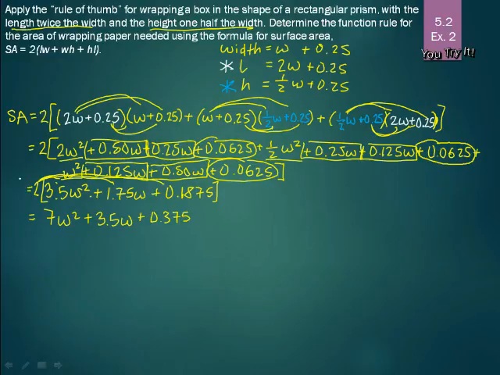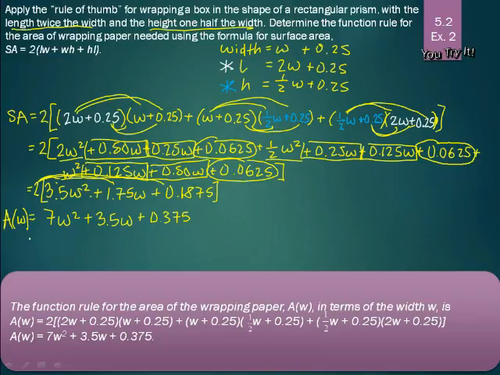Now instead of surface area, since this is a function in terms of W, we have A of W, meaning the surface area as a function of W. Let's summarize our answer. The function rule for the area of the wrapping paper A of W in terms of the width W is A of W equals 2 times [2W plus 25 hundredths][W plus 25 hundredths] plus [W plus 25 hundredths][1/2 W plus 25 hundredths] plus [1/2 W plus 25 hundredths][2W plus 25 hundredths]. A of W equals 7W squared plus 3 1/2 W plus 375 thousandths.